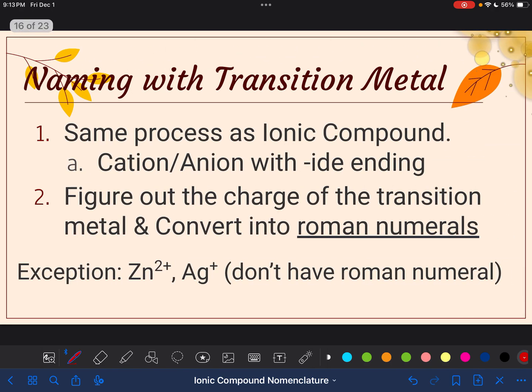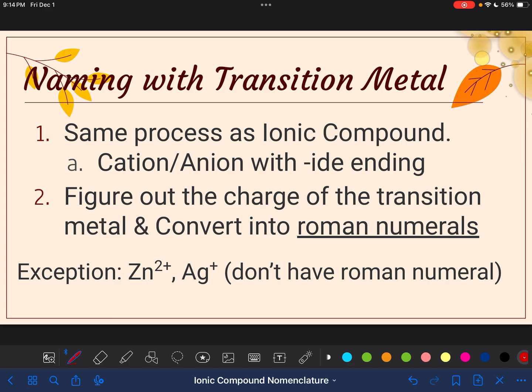Okay. Now, here's the note for the transition metal. It's pretty much the same thing as what we have done previously, but the only thing that is different is the Roman numeral. Number 1 says, same process as ionic compounds, cations and anions with IDE ending. But number 2 says, figure out the charge of the transition metal and convert into Roman numerals. I'll talk about the Roman numerals if you don't know what those are.